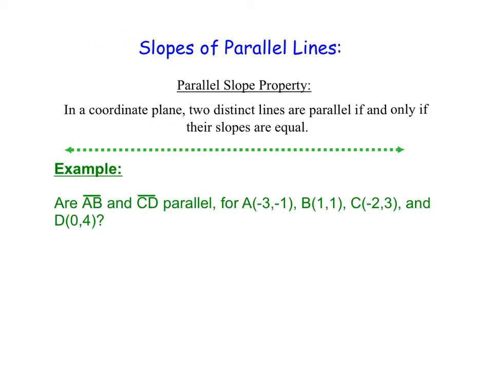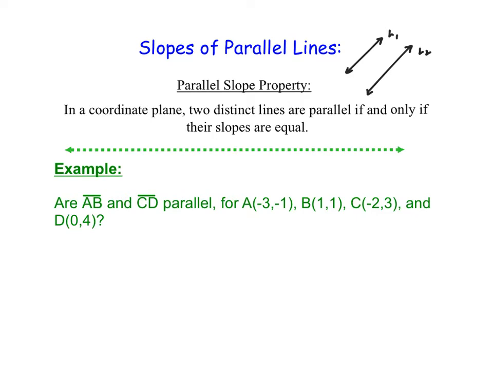Okay guys, let's start with slopes of parallel lines. So two lines are parallel. Let's say here line 1 and line 2. Two lines are parallel in a coordinate plane if and only if their slopes are equal. So geometrically what that means is that line 1 and line 2, if they were to travel infinitely in both directions, would never intersect.